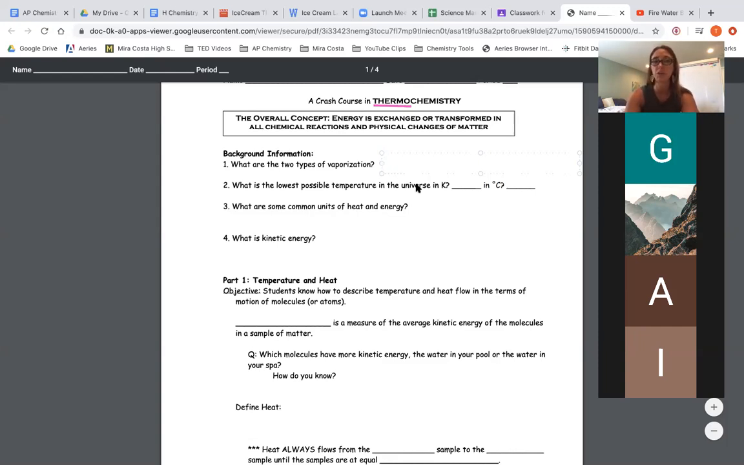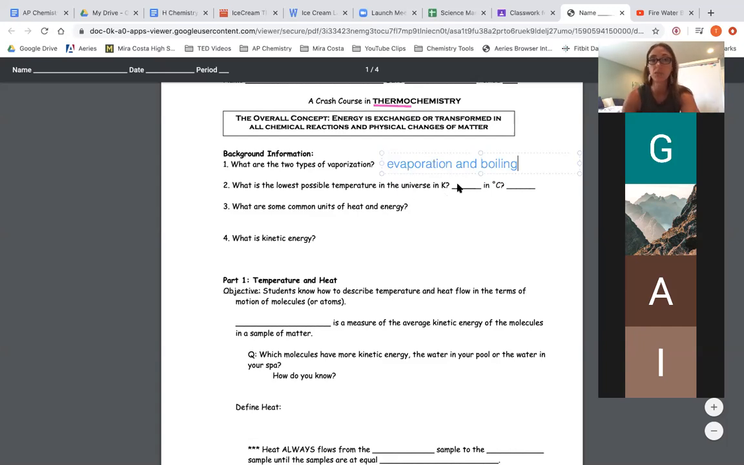So the first question is, what are the two types of vaporization? If you think back, vaporization is the process of going from a liquid to a gas. And so there's two types of vaporization. They were evaporation and boiling, right? Remember, evaporation only takes place at the surface, like your dog's water bowl on a hot summer day, versus boiling, which is the bubbles of gas that occur throughout the entire liquid.